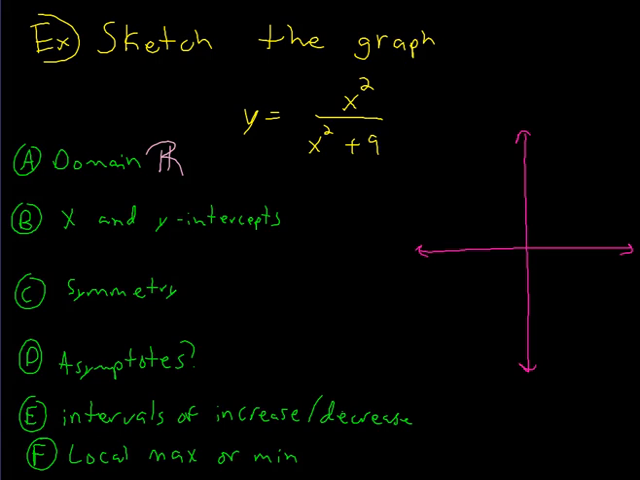And going on to the next thing, X and Y-intercepts. For X-intercepts, you simply set y equal to 0. For Y-intercepts, you set x to be 0. So let's find the Y-intercept first. I'm basically replacing all the x with 0. So my Y-intercept should wind up being y equals 0 over 9. So that's 0. So my Y-intercept is 0.